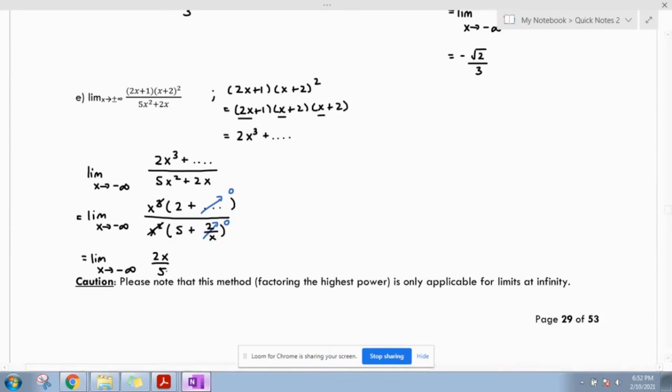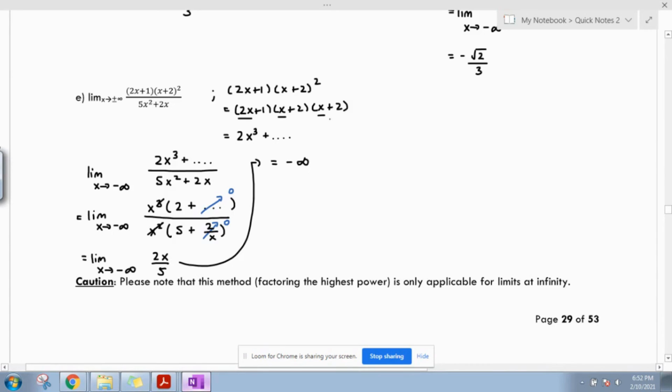Now think about this logically. If I was to plug in a super small number, say negative 1,000, negative 1,000,000 in for x, the limit here would essentially head to negative infinity. Okay? So if you did 2 over 5 times negative infinity, you're still going to get negative infinity. So that's the limit as x approaches negative infinity for my function.